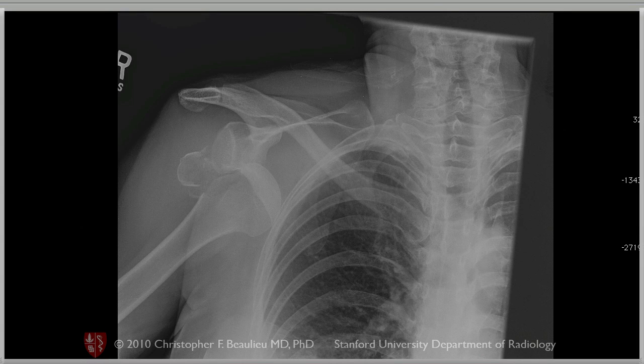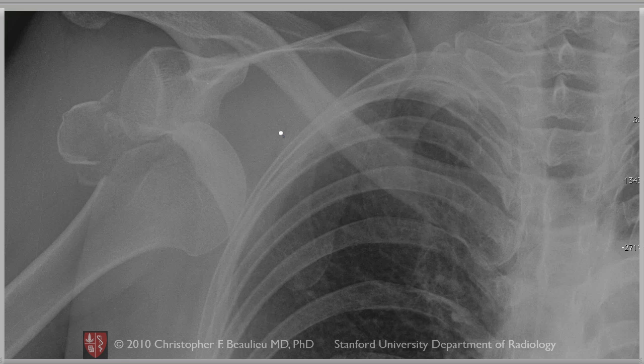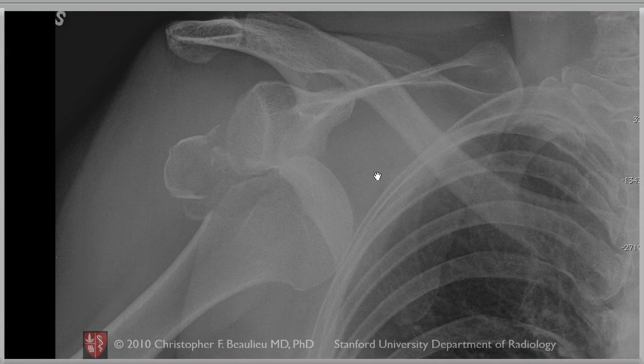Here we have two radiographs on an older patient who sustained a fall and came to the emergency room with shoulder pain. We can see on this AP projection of the right shoulder that the glenohumeral alignment is abnormal. In fact, there's a dislocation of the glenohumeral joint. We see that the humeral head is projecting inferior to the glenoid here.